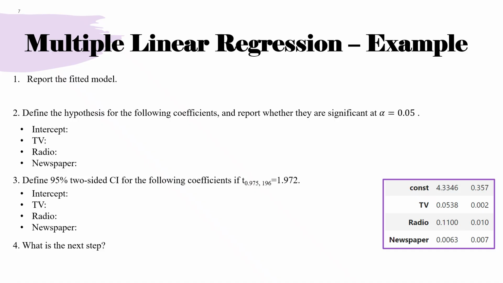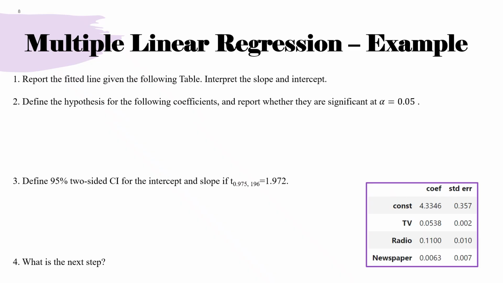Report the fitted multiple linear regression model. State the hypotheses for the intercept, TV, radio, and newspaper coefficients, and determine whether each coefficient is statistically significant at a significance level of 0.05. Construct 95% two-sided confidence intervals for the intercept, TV, radio, and newspaper coefficients using the t-critical value at 0.975 with 196 degrees of freedom equal to 1.972. Based on the results of this analysis, discuss what the next modeling step should be.